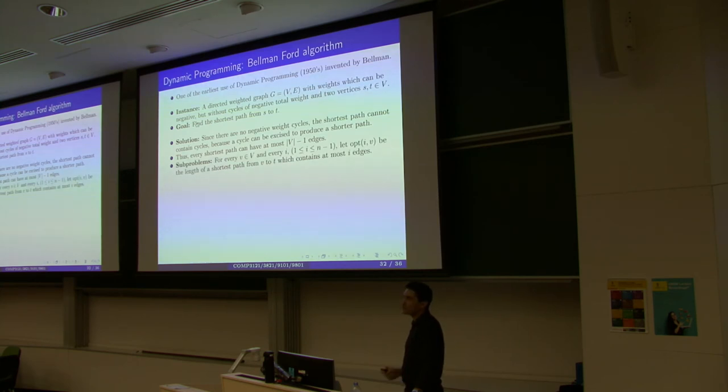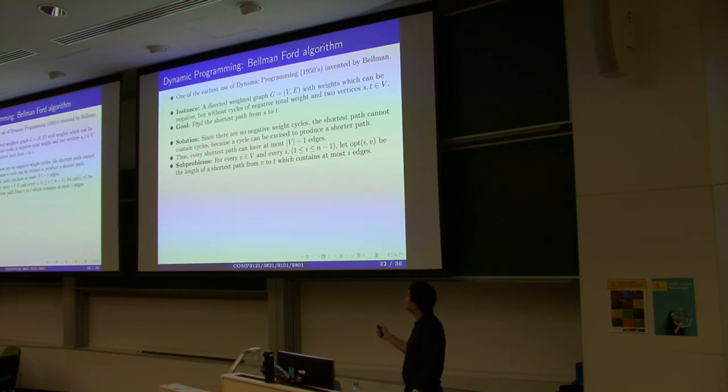And we will focus on certain kinds of subproblems, just as is the case in dynamic programming. In this particular case, for each vertex v and every i, which is an integer from 1 to n minus 1, we will let the subproblem be finding opt(i, v), which is the subproblem of finding the length of the shortest path from v to t, which contains at most i edges.